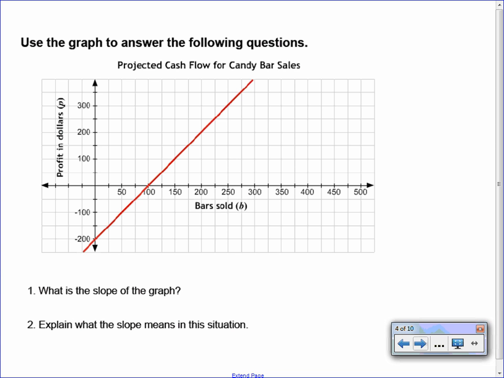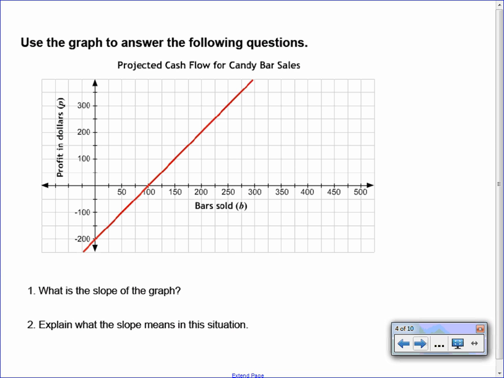Use the graph to answer the following questions. What is the slope of the graph? First, identify it. Is it a positive? Is it a negative slope? Is it an undefined slope? Or is it a 0 slope? Then you go ahead and calculate the slope, ladies and gentlemen.